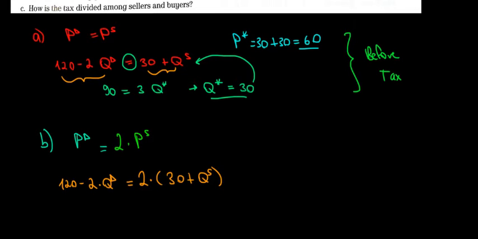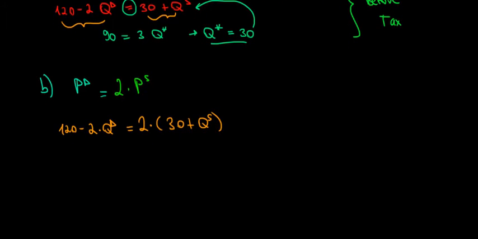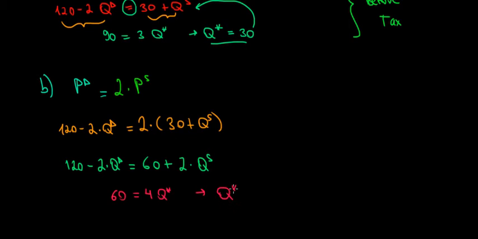Let's work out the math here. We will have 120 minus 2 times the quantity demanded is equal to 2 times 30, that's 60, plus 2 times Q, that's 2 quantity supplied. Let's get the numbers on one side and the quantities on the other side. So 120 minus 60, that's 60. 2 quantity plus 2 quantity is 4 quantity in equilibrium. The quantity after the tax is going to be equal to 60 divided by 4, which is 15 units.